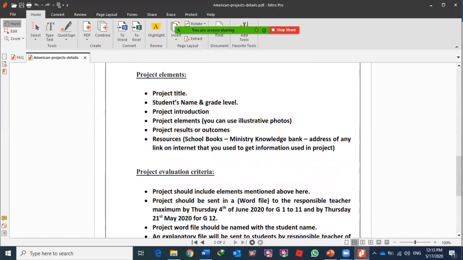The main elements that you must include in your project are, of course, the title, your name and grade level, project introduction, project elements, and you can use illustrative photos, and the project result or outcome, what you get or conclude from the project. Very important, at the end of the research you must have a page or more for the resources that you use, which may be a school book, the ministry knowledge bank, the address of any link or internet source that you used, or any book you used.